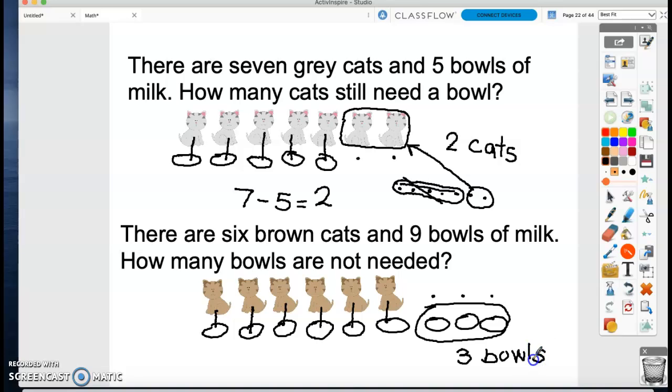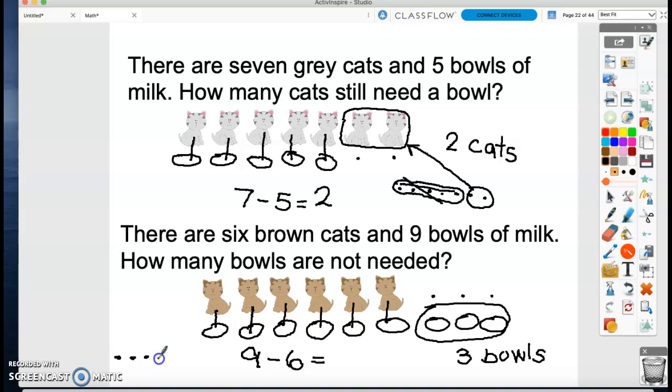So let's write a subtraction sentence to figure that out. I know that I have more bowls than cats. I have 9 bowls. And I want to figure out how many extras I have, so I'm going to subtract the 6 cats. And I'm going to figure out how much that equals. And once again, I'm thinking it should equal the 3 extras that I have, but I'm going to just check my answer with a quick drawing.